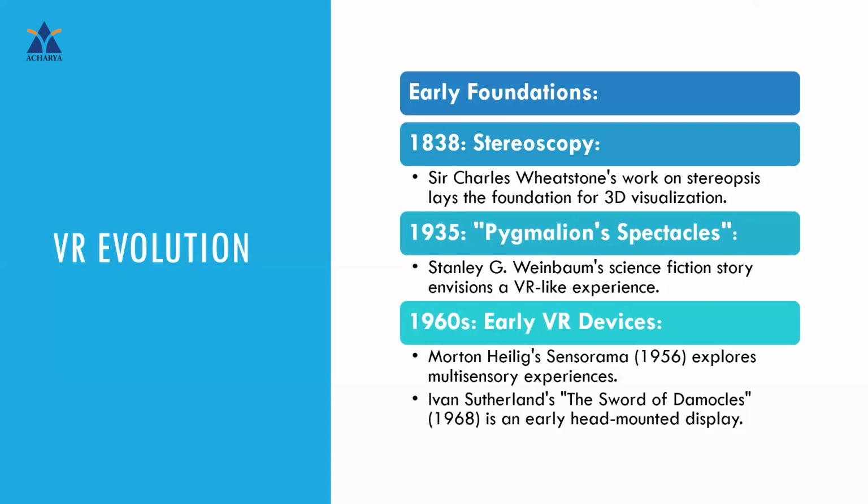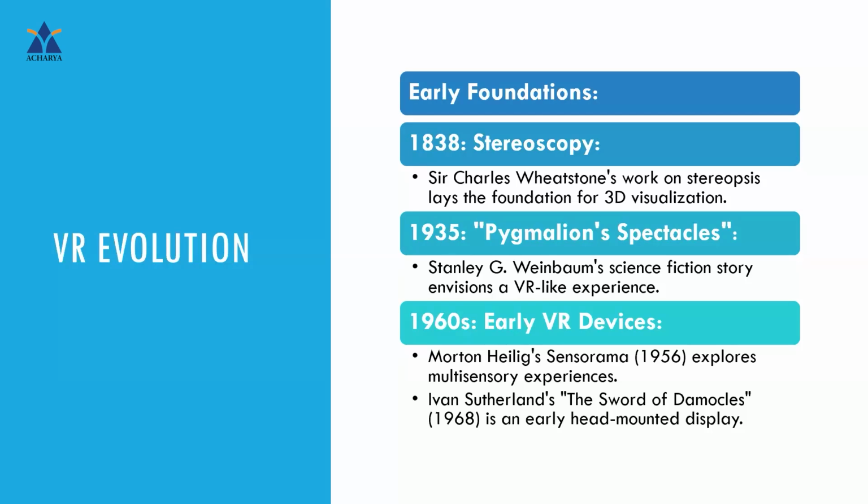So in the earlier days, in 1838, stereoscopy was first introduced. That laid the foundation for 3D visualization. Stereoscopy is nothing but introducing the illusion of depth. Okay, so you create an image in such a way that you get the perception of depth by looking at it. Then in 1935, there was something called Pygmalion's Spectacles, used in a science fiction story, which gave a VR-like experience.